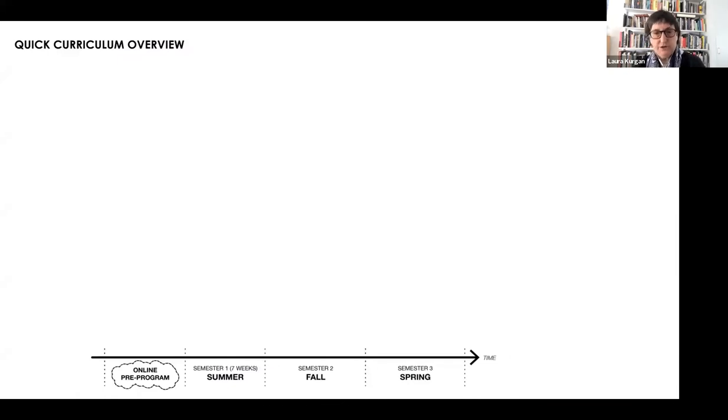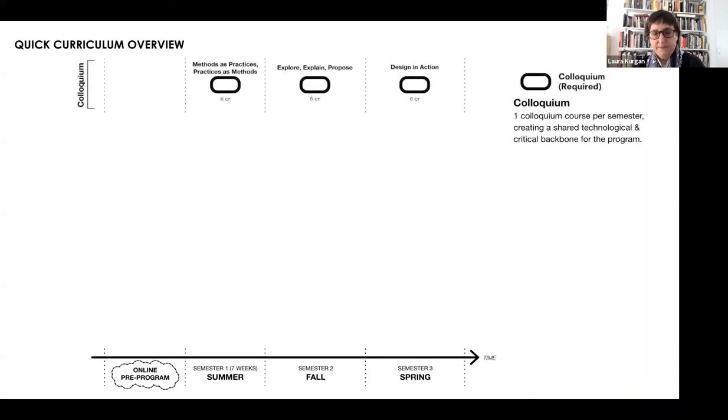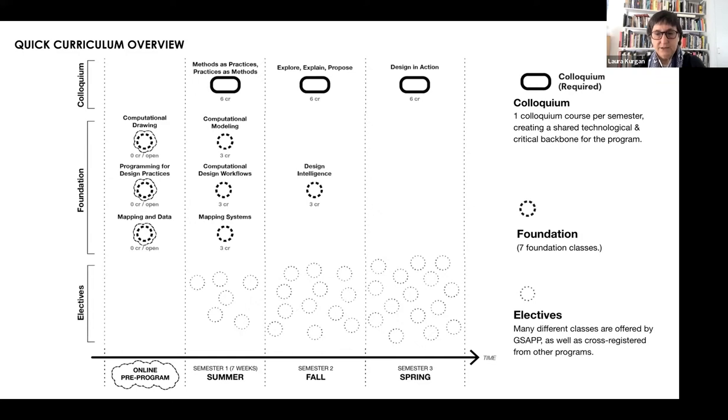So I want to start by giving you just a very quick curriculum overview. The program has a colloquium, 3 semesters with 6 credit classes. It has a series of foundation classes, and there are 7 of those, 3 of which are online for 0 credits before you enter the program. And then there's a series of electives, which you take to fill out a full-time curriculum or a part-time one. So I'm going to go more into detail on these.